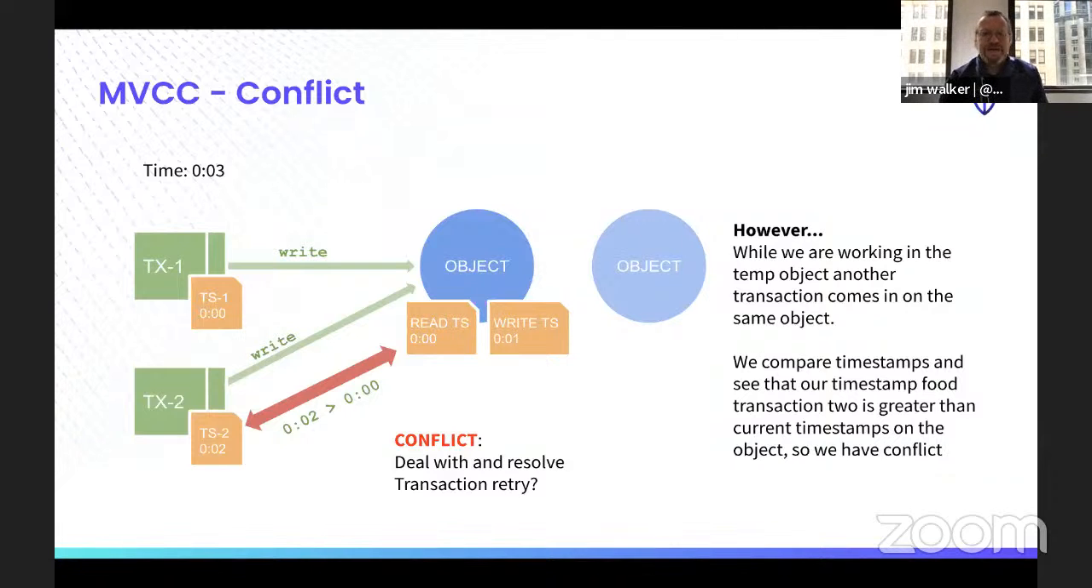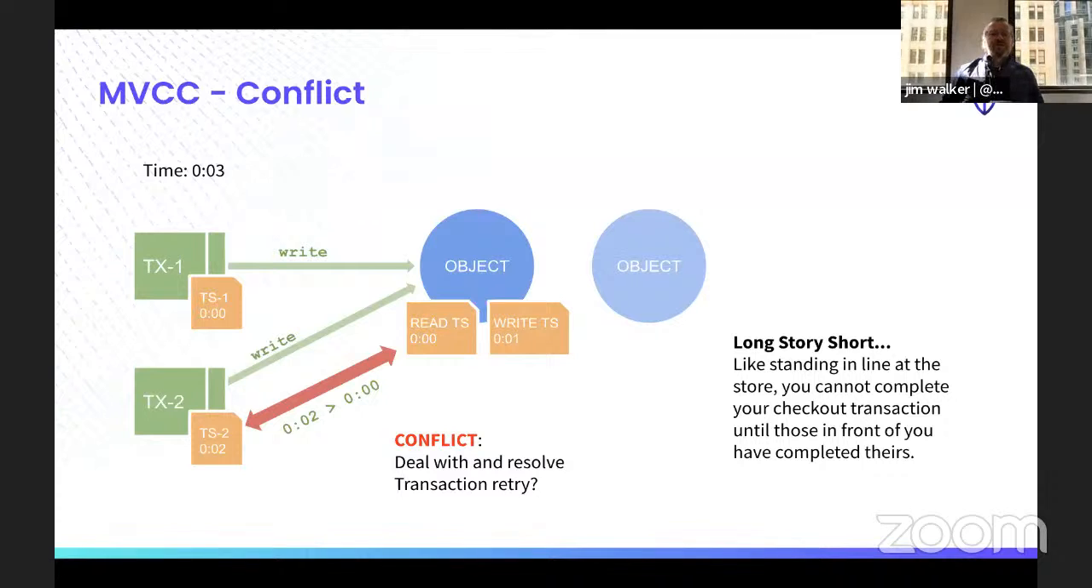Okay, and so that's basically kind of how this works. Long story short, it's ensuring that each transaction happens in order, serializable, right? And this is what you're doing in the transactional model to make sure that these things are happening.